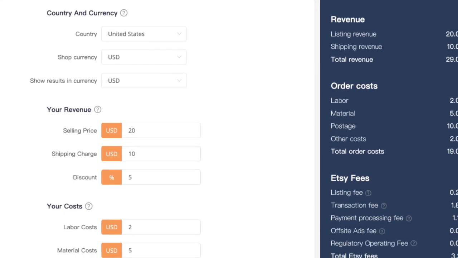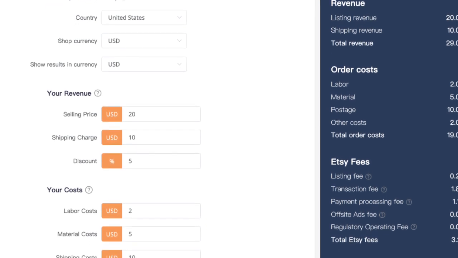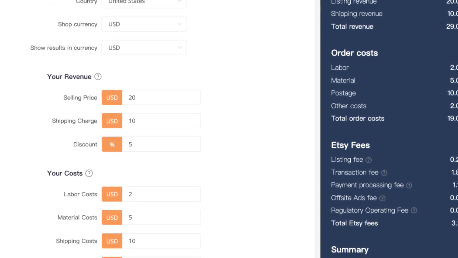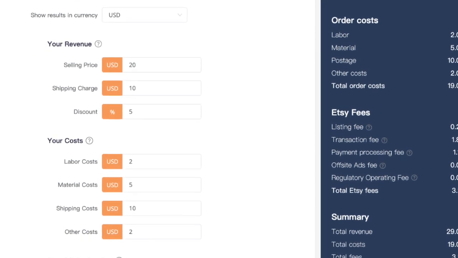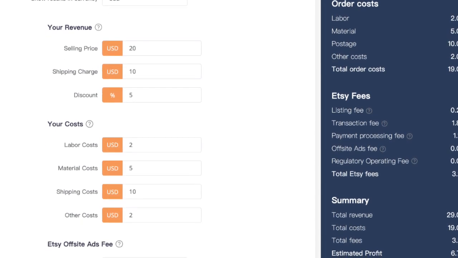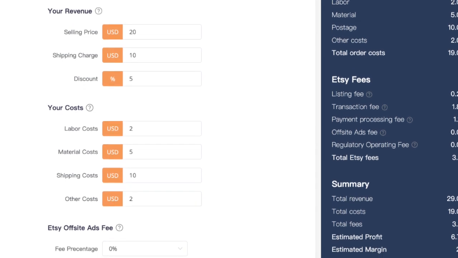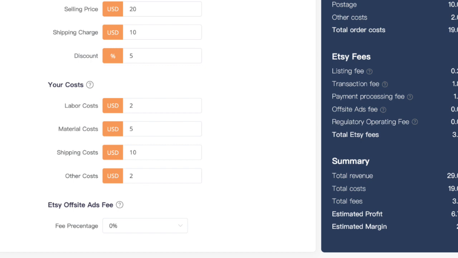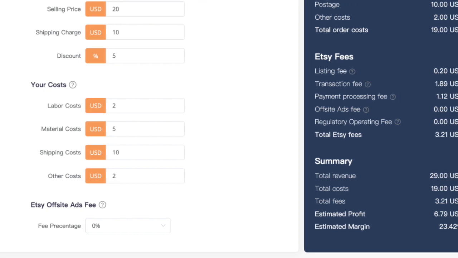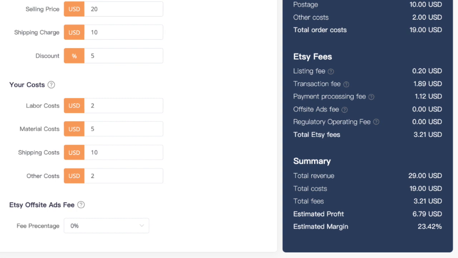Now you have in-depth knowledge about Etsy fees. It is time to practice calculating Etsy fees, profits, and selling price. Let's say you are selling handmade soap sets. Your shop currency and listing currency will be USD. You are planning to sell one of your sets for $18 with a $10 shipping charge. You also plan to offer a discount of 5% in order to increase your conversion rate on Etsy.